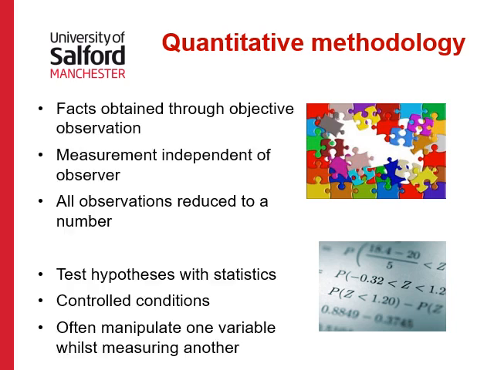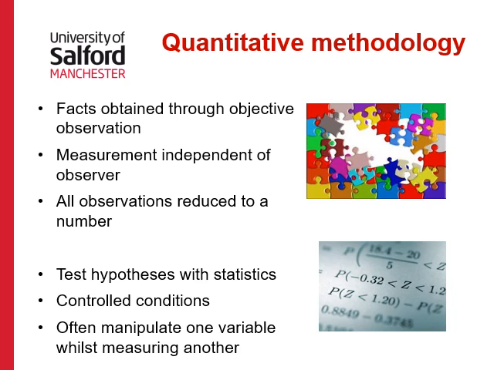Another key aspect of quantitative methodology is that all facts are obtained through objective observation. So what that means is that the measurement is independent of the observer or the person who takes the measurement. So if we carry out an experiment in one laboratory, we'd expect to see the same answer if we carry out exactly the same experiment in another laboratory with a completely different team of scientists.